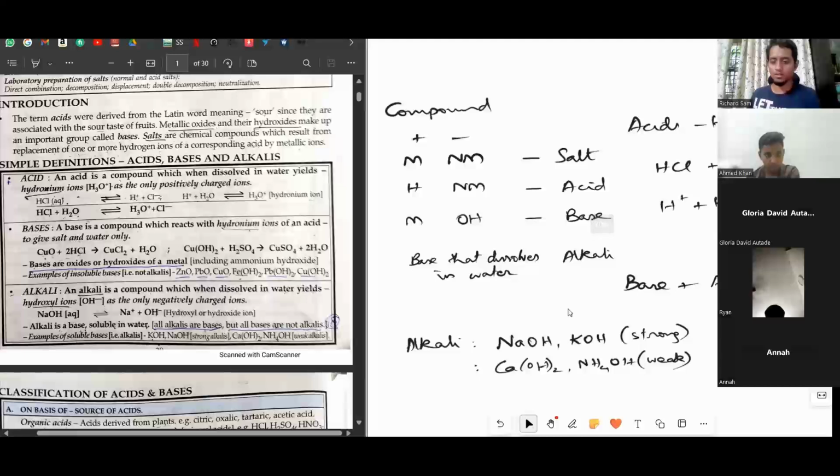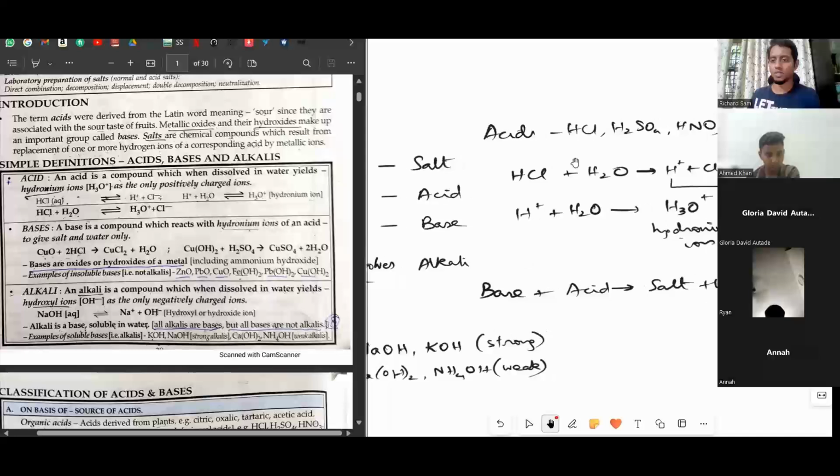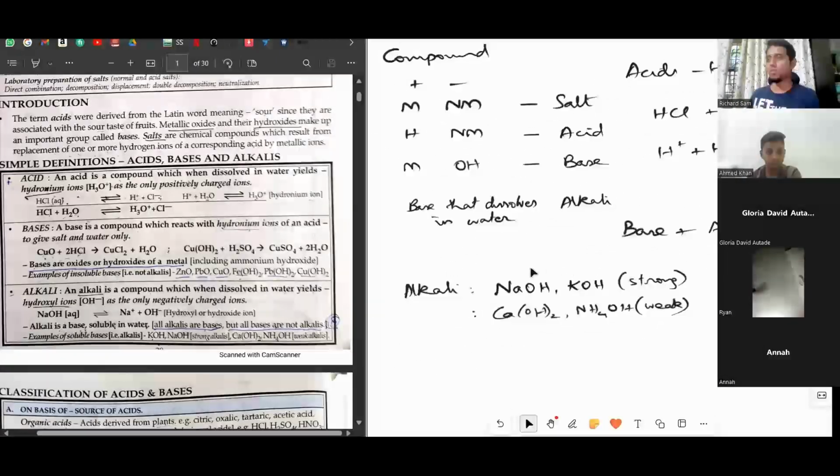Okay, so now tell me which are the strong acids? HCl, H2SO4, and HNO3. They are the strong acids. And which are the strong bases? When we talk about strong bases, we are talking about strong alkalis, because we need to dissolve the base in water for the reaction to take place. And the only two bases which will dissolve in water and form a strong base are NaOH and KOH. So they are like the strong bases of the strong alkalis. Okay, this much is clear, everyone?